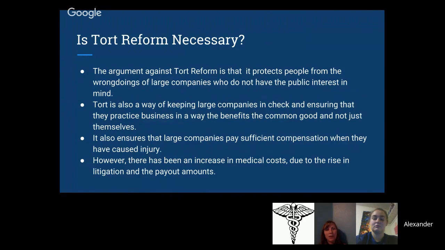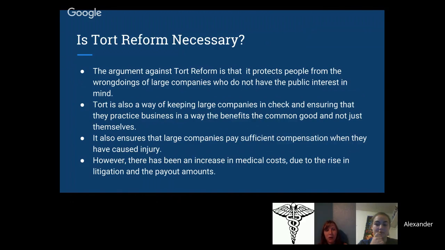But is it really necessary? There are some benefits of tort. For instance, the arguments against tort reform is that tort actually protects people from wrongdoings caused by large companies who do not have the public interest in mind. Tort is also a way of keeping large companies in check and ensuring that they practice business in a way that benefits the common good and not just themselves. It also ensures that large companies pay sufficient compensation when they have caused injury.